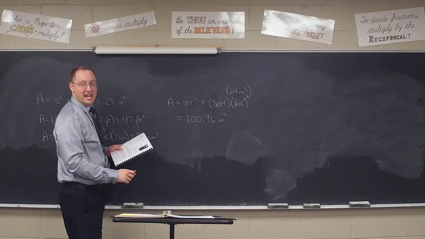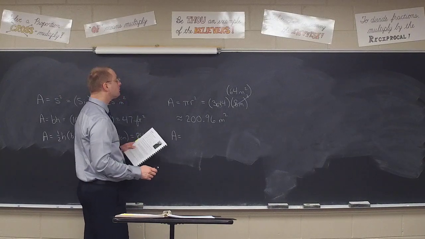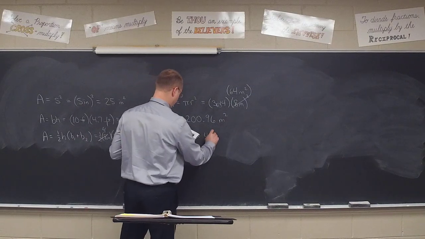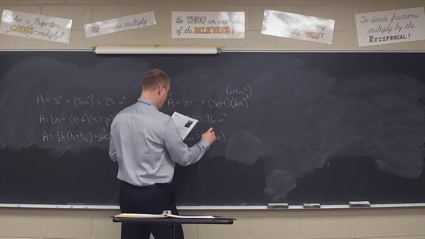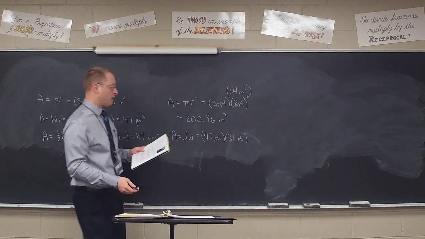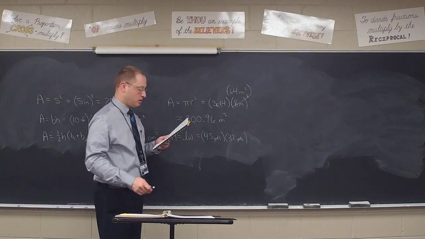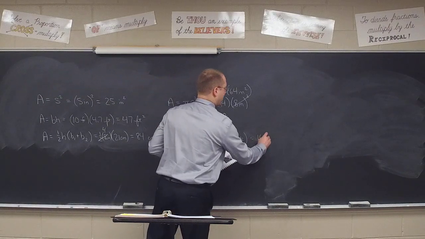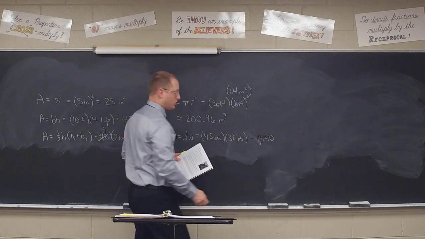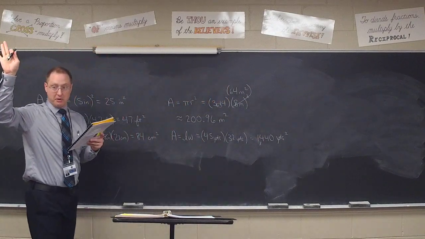The area of a rectangle. What's that formula, Bryson? A equals LW. And so if the length is 45 yards and the width is 32 yards, we just have to multiply those two numbers together. And what do we end up with for our answer? 1,440. And then yards times yards, yards squared. There we go. How many had 1,440 yards squared on number 5?